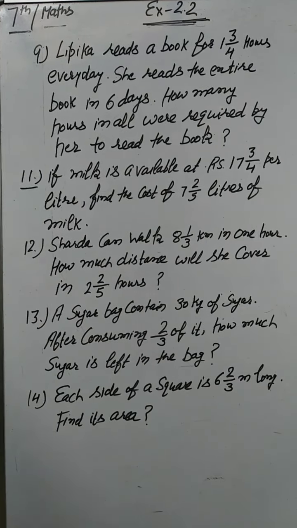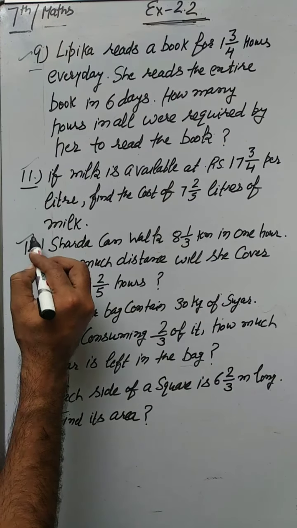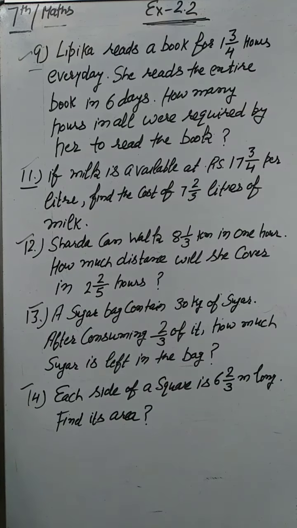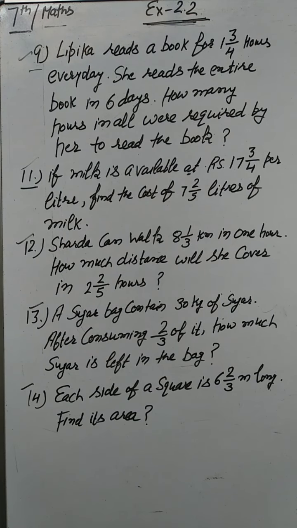Yes beta, these are the pending parts of exercise 2.2. Questions 9, 11, 12, 13 and 14 are related to the previous sums, the previous word problems I have explained. According to these problems, you have to try these sums by yourself. This is all about exercise 2.2. So tomorrow we will continue with our next exercise, next topic, division of fractions. Thank you beta.